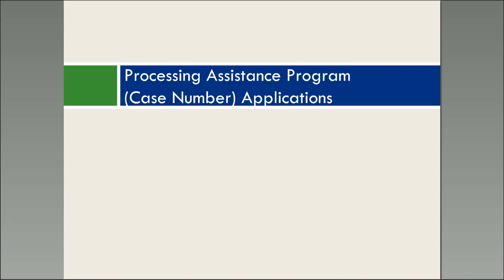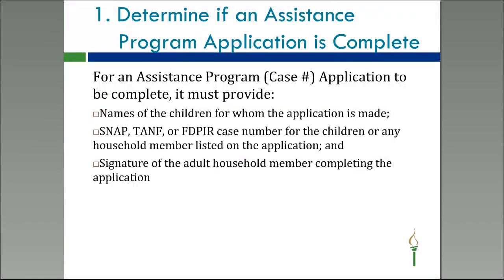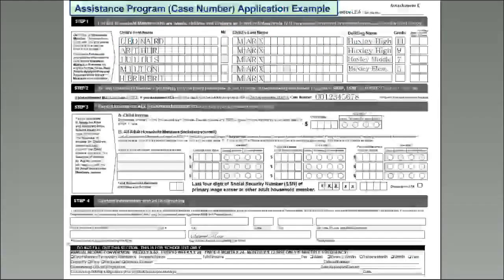So we'll go ahead and talk about each type of application, how to determine if it's complete, and how to process it. The first type of application we'll discuss is the Assistance Program application, also called the Case Number application. For an assistance program or case number application to be complete, it must provide the names of the children for whom the application is made, SNAP, TANF, or FDPIR case number for the children or any other household member listed on the application, and the signature of the adult household member completing the application.